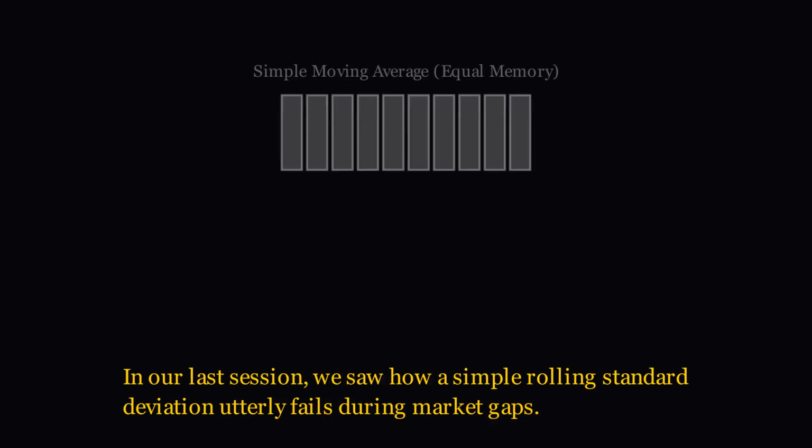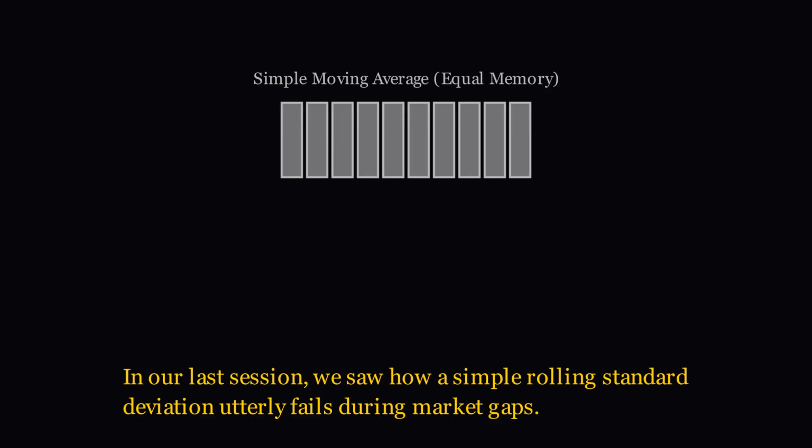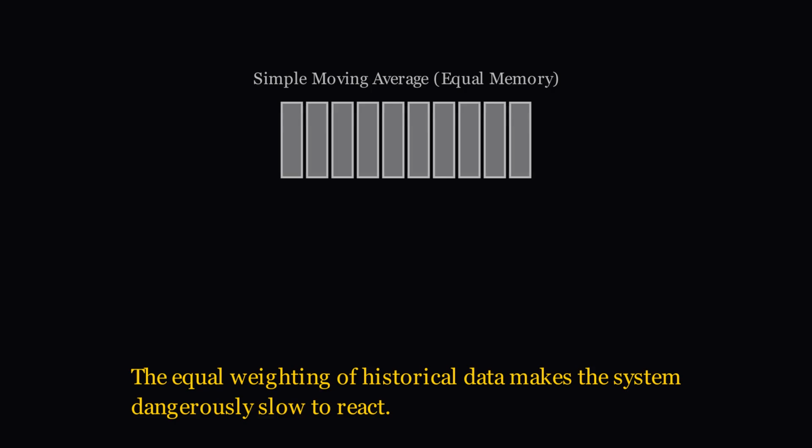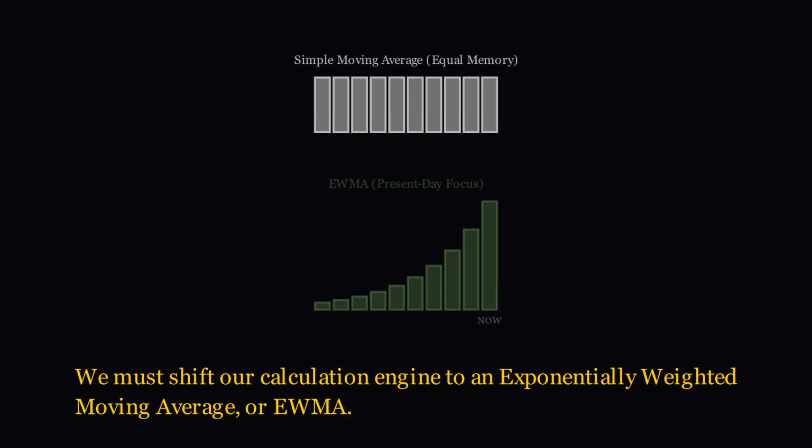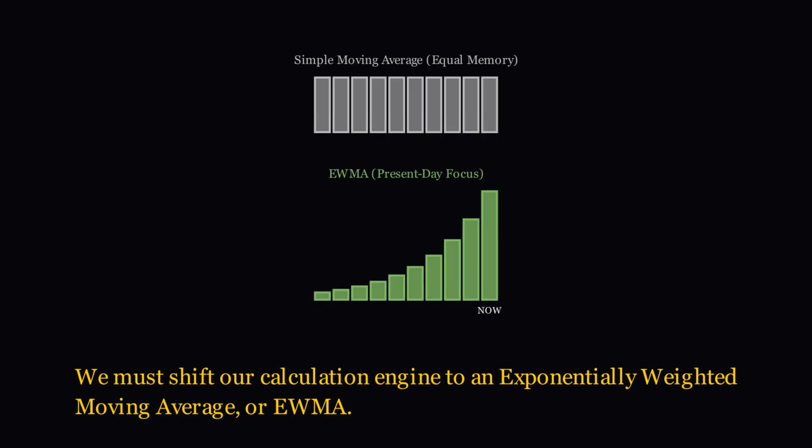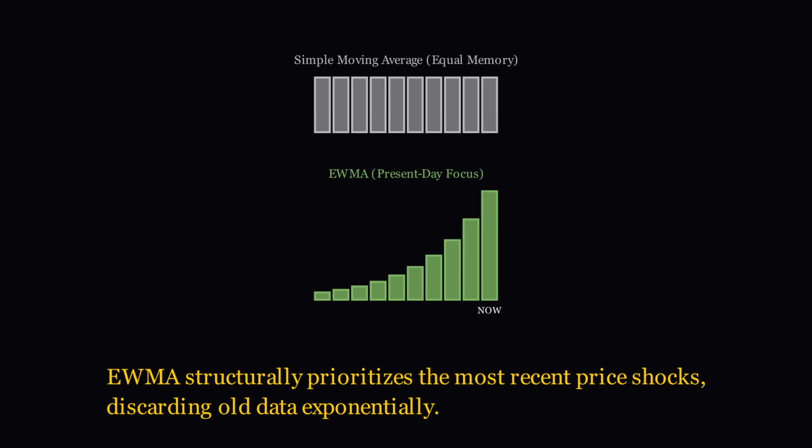In our last session, we saw how a simple rolling standard deviation utterly fails during market gaps. The equal weighting of historical data makes the system dangerously slow to react. We must shift our calculation engine to an exponentially weighted moving average, or EWMA. EWMA structurally prioritizes the most recent price shocks, discarding old data exponentially.